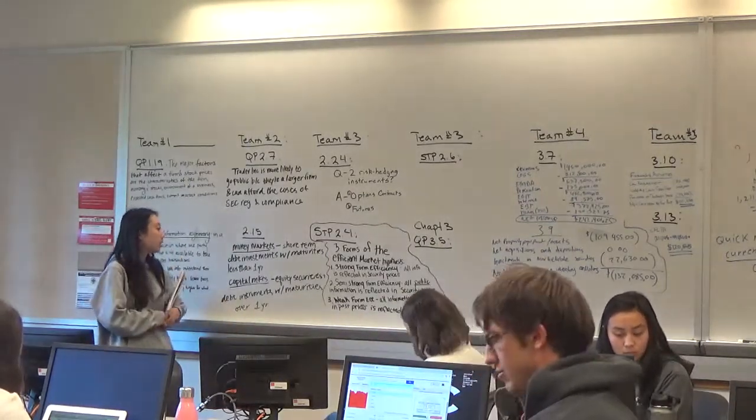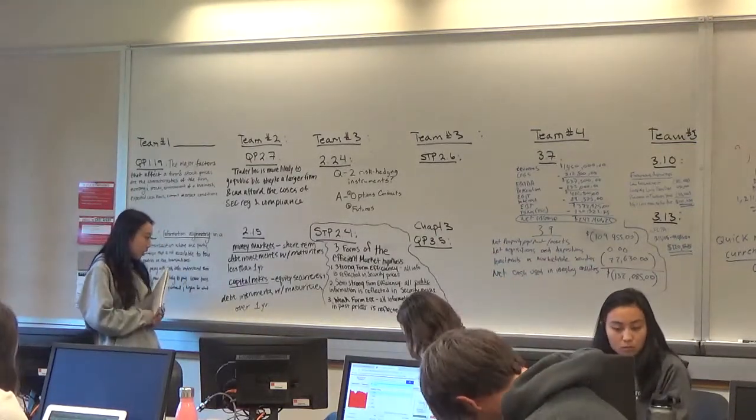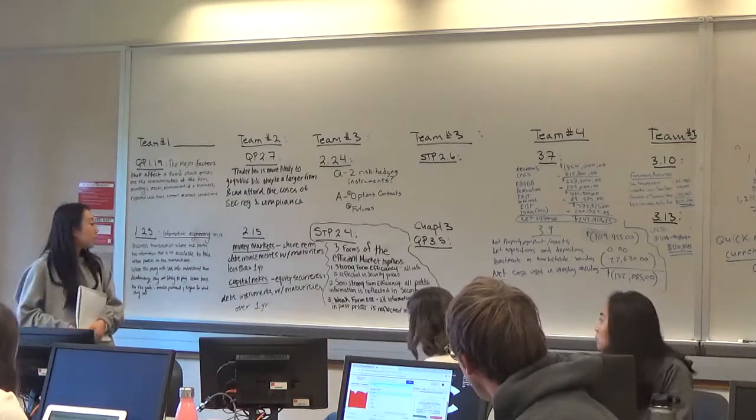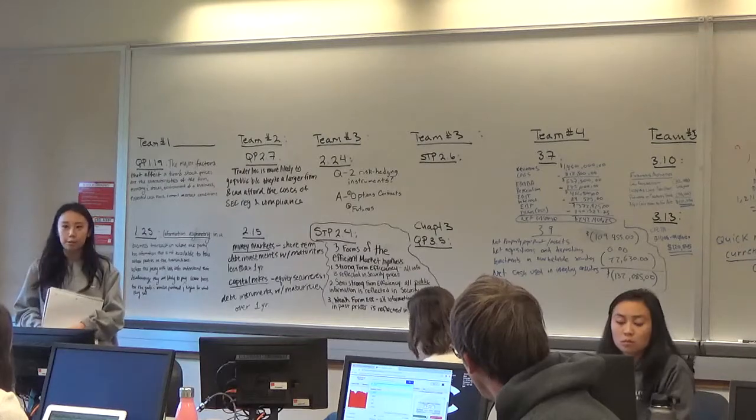So money markets are short-term debt investments with maturities less than 1 year. And then capital markets are equity securities and debt instruments with maturities over 1 year.